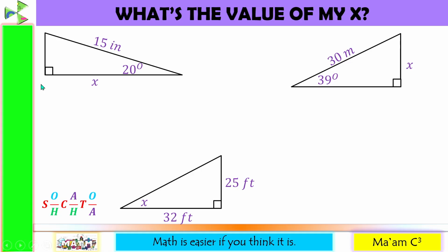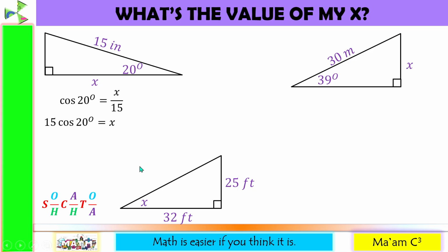Let's start with this one. In reference to this angle, this side is the adjacent, while this one is the hypotenuse, the one opposite 90 degrees. So which trigonometric ratio involves adjacent and hypotenuse? That would be cosine. So I'm going to use cosine. Cosine 20 degrees is equal to x divided by 15. Cross multiplication, 15 times cosine 20 degrees is equal to x.